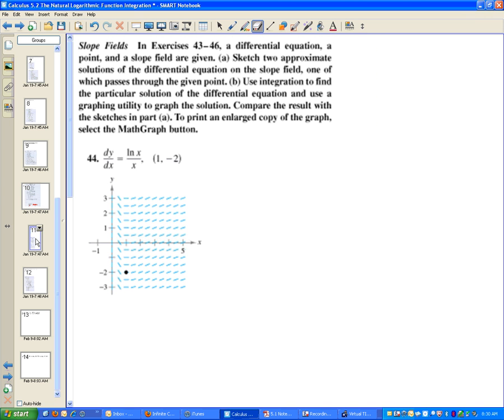All right, number 44. Let's see, what are we doing on 44? Looks like we have a slope field. So a differential equation, a point, and a slope field are given. Our differential equation is dy/dx equals the natural log of x over x. Our point is (1, -2), and you can see the slope field. Sketch two approximate solutions of the differential equation on the slope field, one of which passes through the given point.